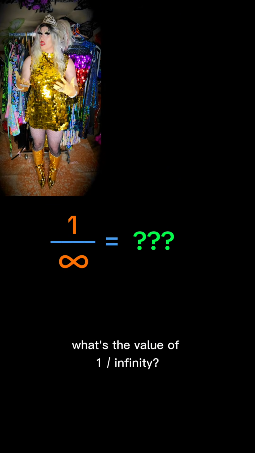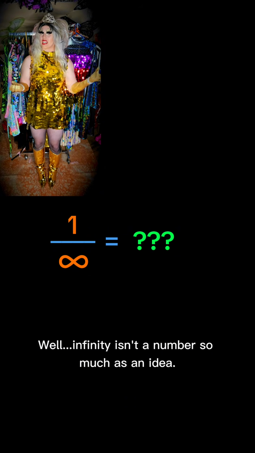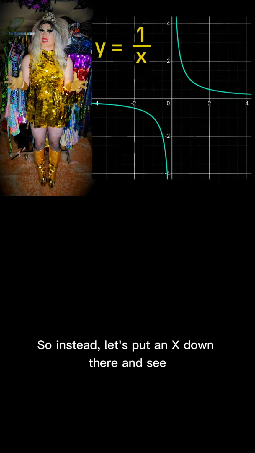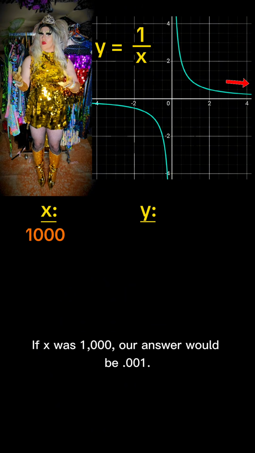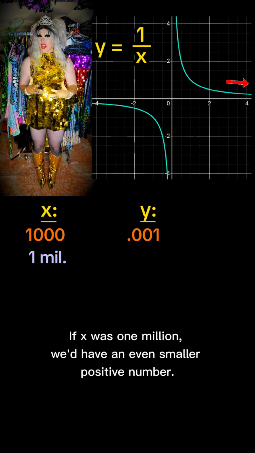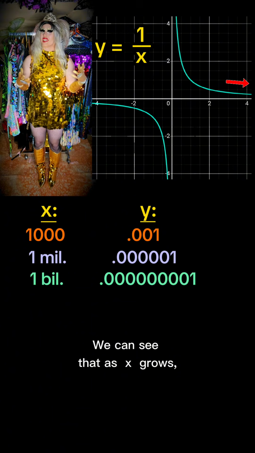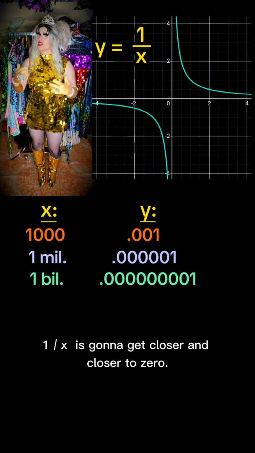What's the value of 1 over infinity? Well, infinity isn't a number so much as an idea. So trying to evaluate this is like saying what's 1 over purple? So instead, let's put an x down there and see what happens as x gets larger and larger. If x was 1,000, our answer would be 0.001. If x was 1,000,000, we'd have an even smaller positive number. We can see that as x grows, 1 over x is going to get closer and closer to 0.